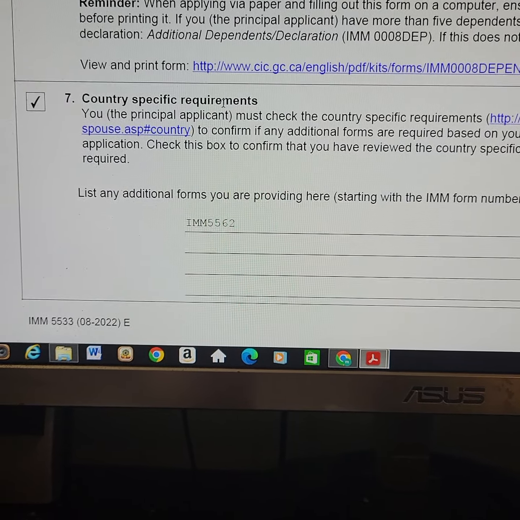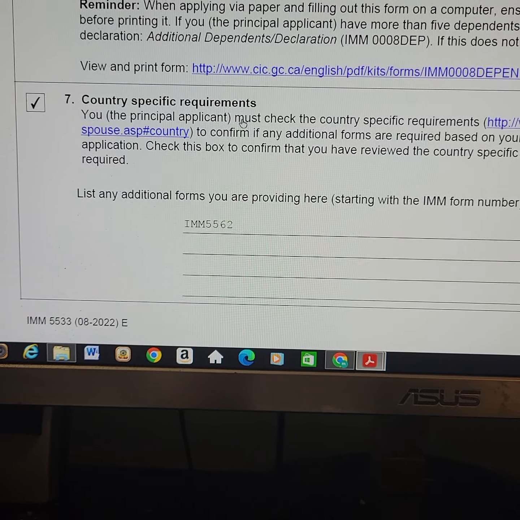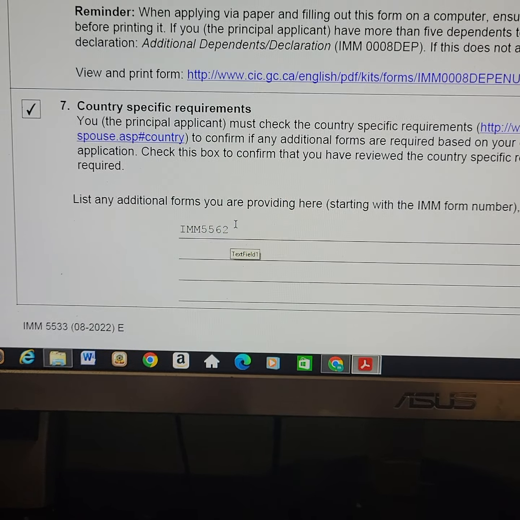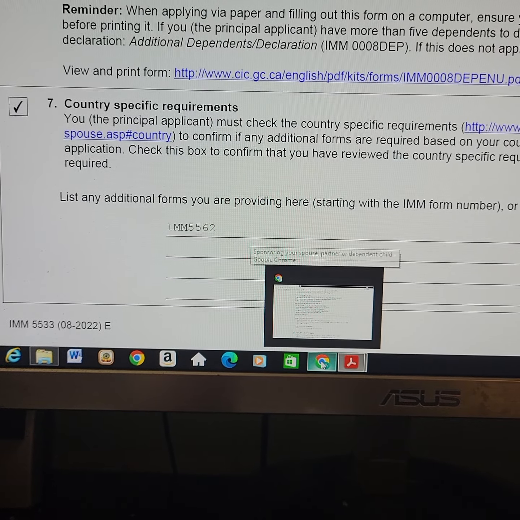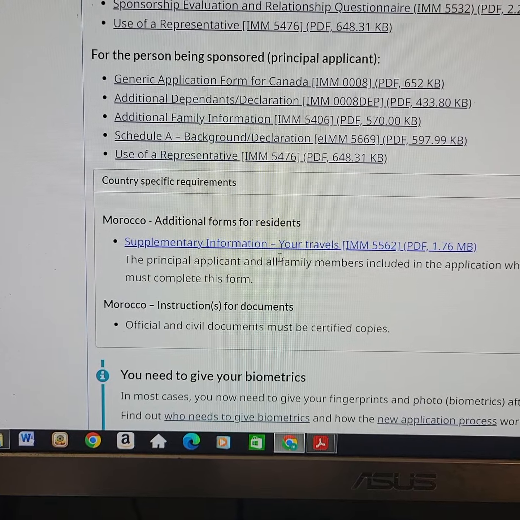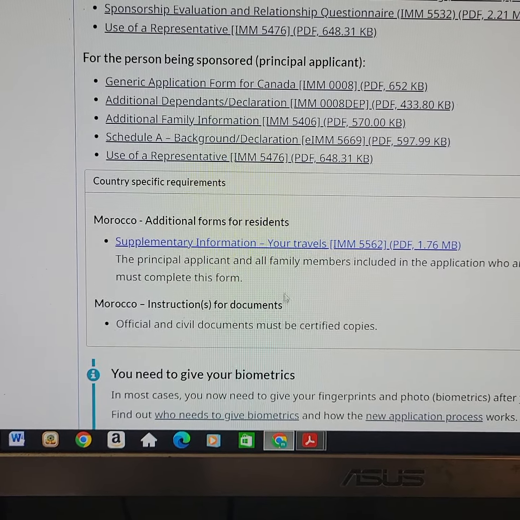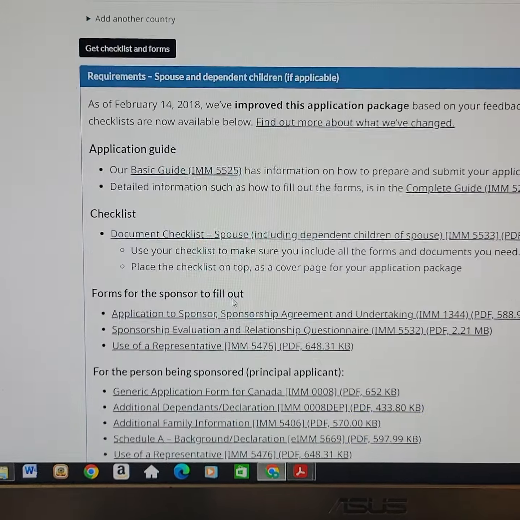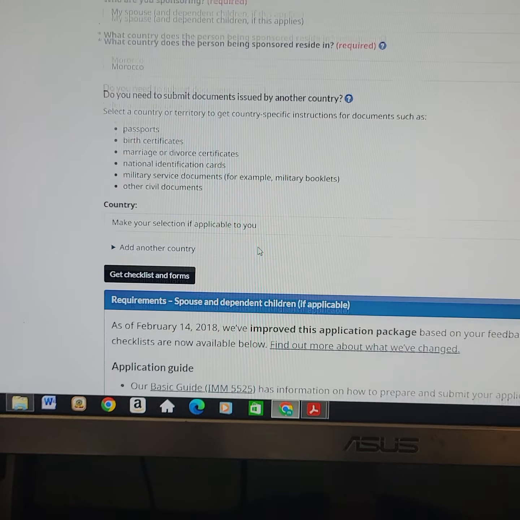Country specific requirements. Okay, this would be the form that you would have to write down your travels. If you watch my previous videos, you will see that I was actually talking about it. I can actually just go back and show supplementary information, your travels. So this is the form that you need to include, and you would find it on your checklist, forms and instructions.